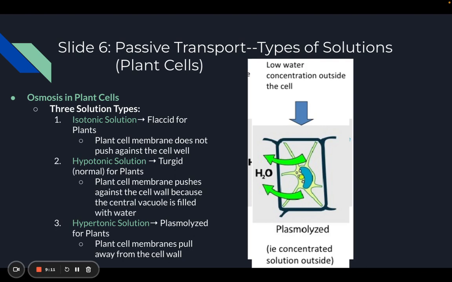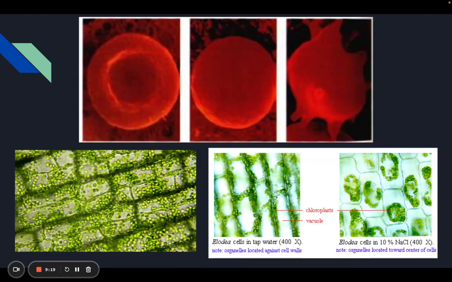So, keys to remember are that isotonic is the solution more ideal for animal cells, and hypotonic is more ideal for plant cells. This right here, upper left, is going to be a cell in an isotonic solution. Okay, looking at animal cells. This is going to be an animal cell in a hypotonic solution, and this is going to be a cell in a hypertonic solution. And you can see here what happens when you put plant cells in tap water.